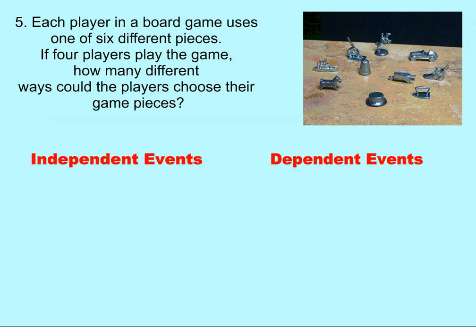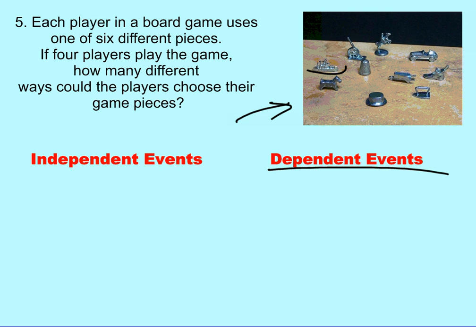Each player in a board game uses one of 6 different pieces. 4 players play the game. How many different ways could the players choose their game pieces? All right, so we got Monopoly. Wow, we got the old school Monopoly pieces. So here's where it's going to be dependent. It's going to be dependent because once somebody takes a piece, nobody else can take that piece.